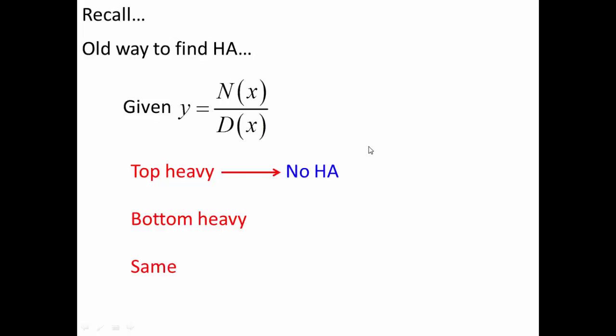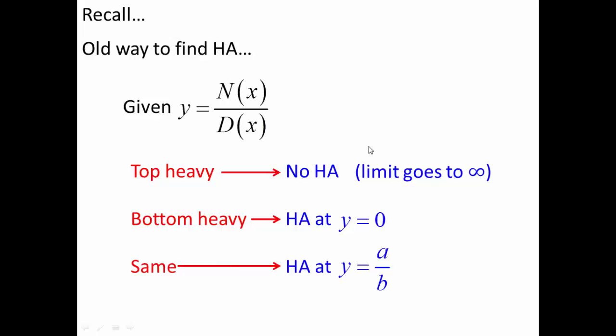If it was top-heavy, we said that there was no horizontal asymptote. We said that there was a slant asymptote instead, but my focus right now, because we're dealing with limits to infinity, is just horizontal asymptotes. The point was, top-heavy, there was no horizontal asymptote. The limit goes to infinity. If it was bottom-heavy, there was a horizontal asymptote, and we automatically said the horizontal asymptote was 0. And if the degrees were the same, then we said that the horizontal asymptote leveled out to the ratio between the top and the bottom, a and b being the leading coefficients of the top and the bottom.